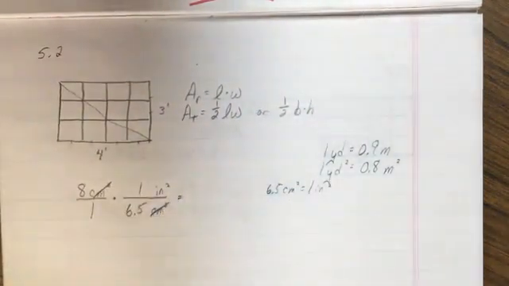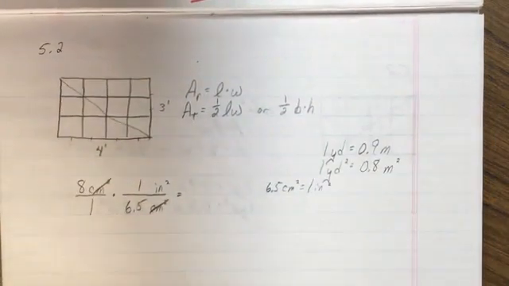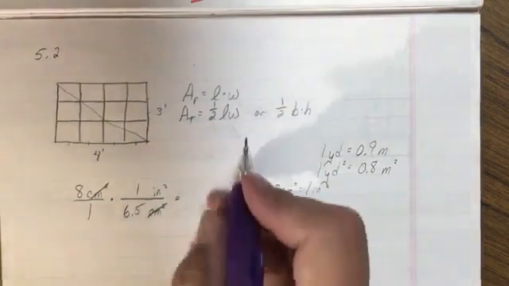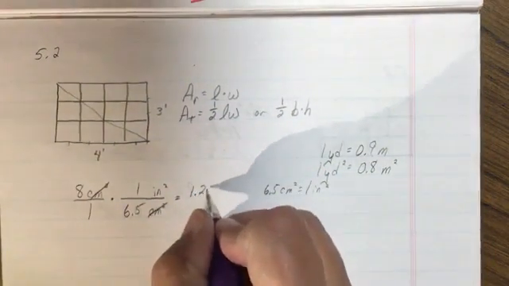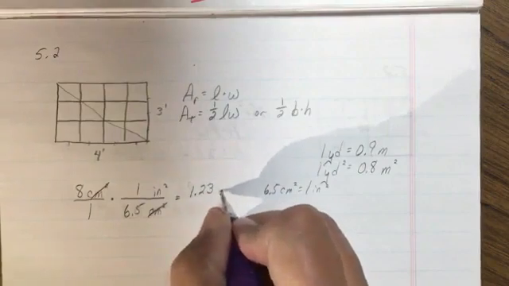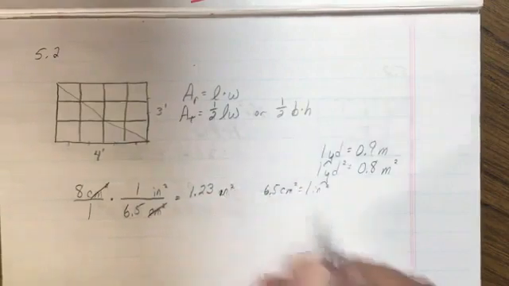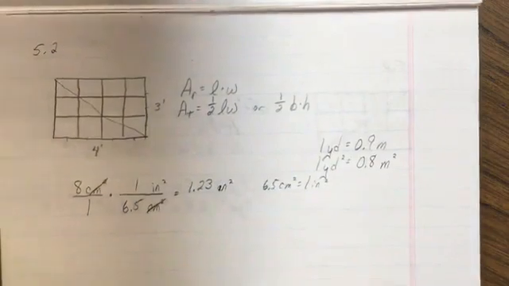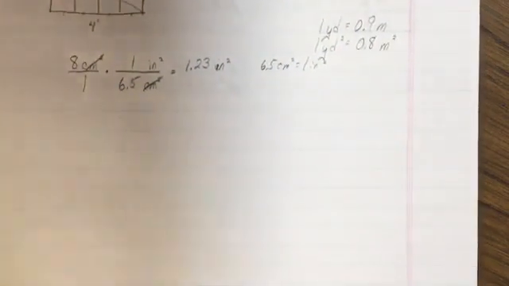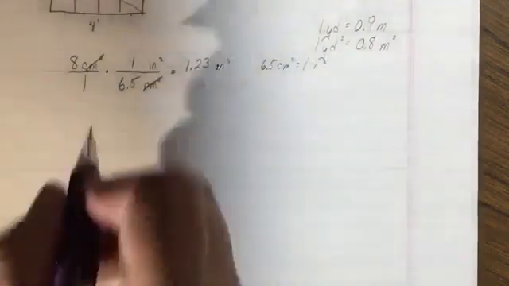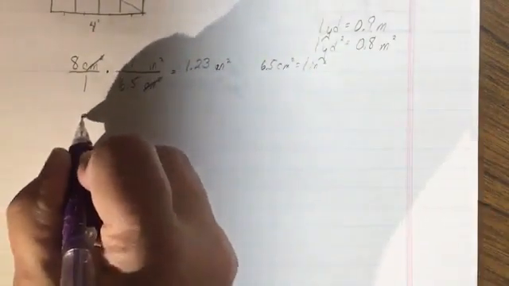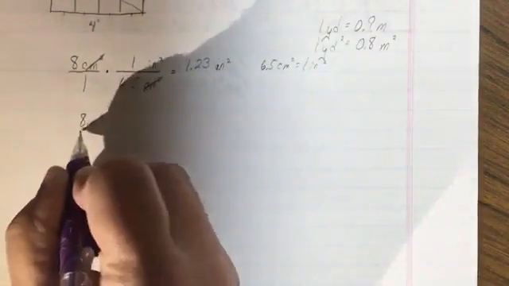Centimeter squared change. And we end up with 1.23 inches squared. Same thing, just different conversions. Same method. Well, let's go backwards. What if I have 8 inches squared?